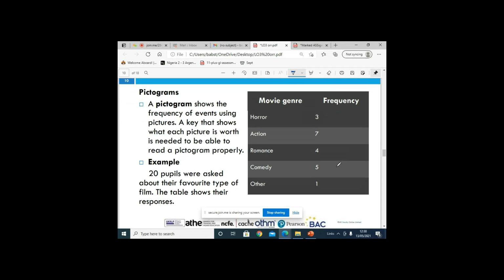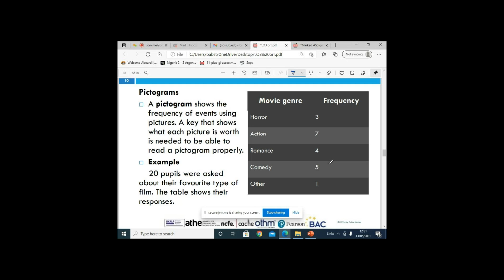So another one is called a pictogram. A pictogram shows frequency of events using pictures. That's why they call it pictogram, the pic is from pictures. A key that shows what each picture represents is needed to be able to read a pictogram properly. For example, 20 people were asked about their favorite type of film. The table shows their responses.